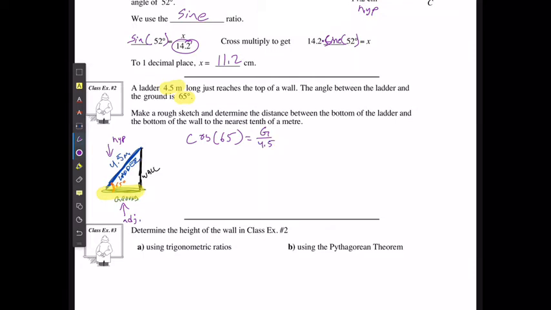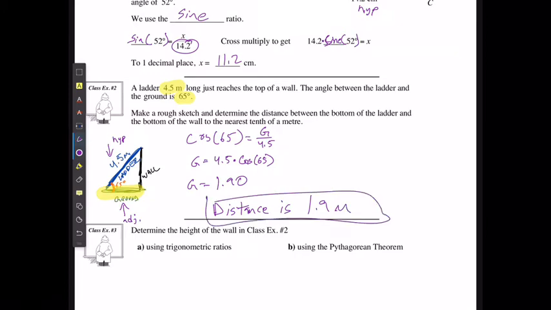4.5, which means that g is going to equal 4.5 multiplied by cos of 65. It's going to be approximately 1.90. So the distance is 1.9 meters to the nearest tenth.